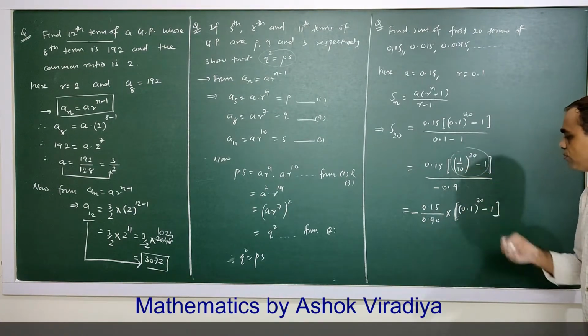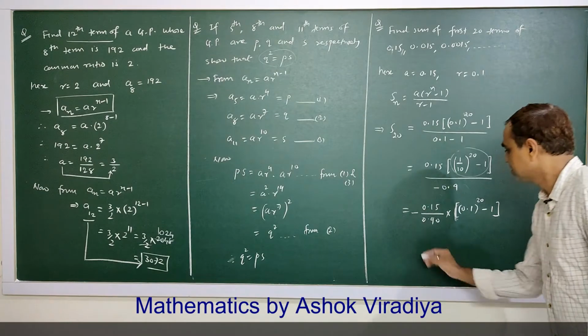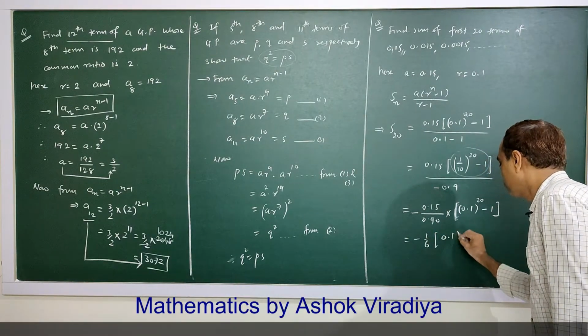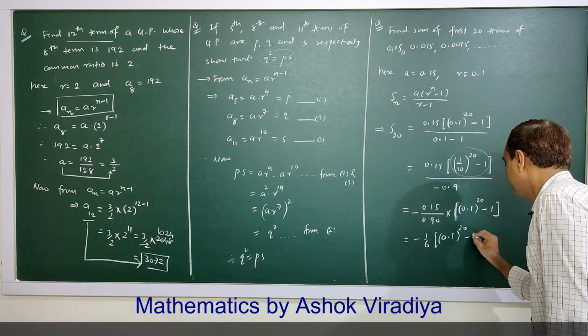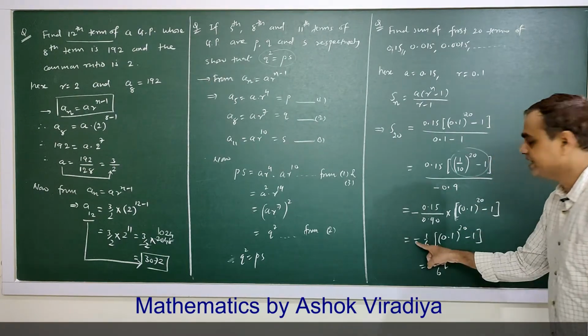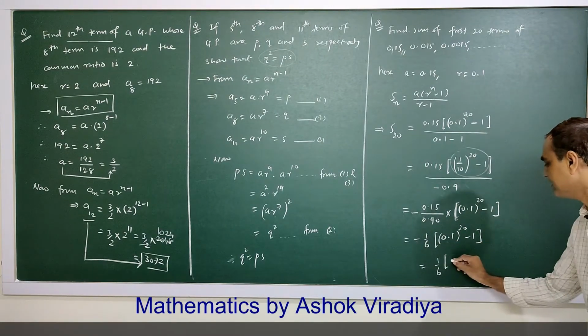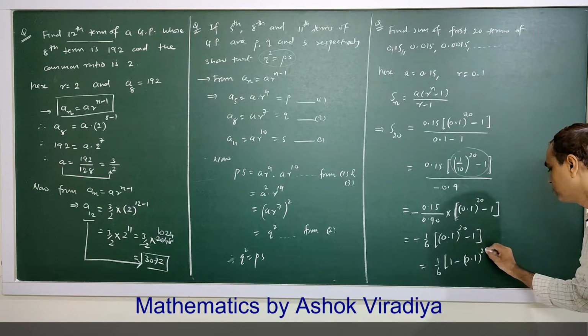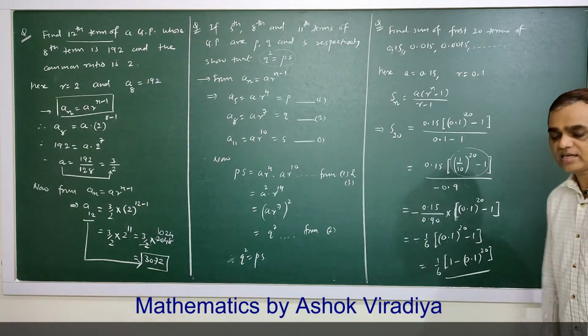1 by 10 is 0.1. So this is minus 1 by 6 into 0.1 raised to 20 minus 1. So it is 1 by 6 into, now changing the sign inside, 1 minus 0.1 raised to 20. So this is the required answer.